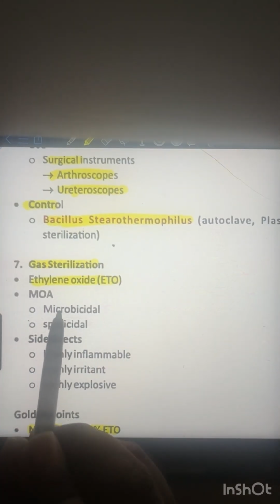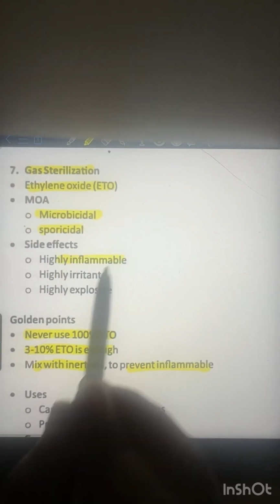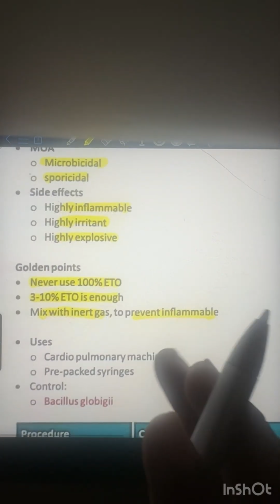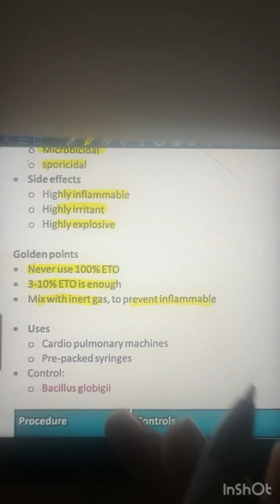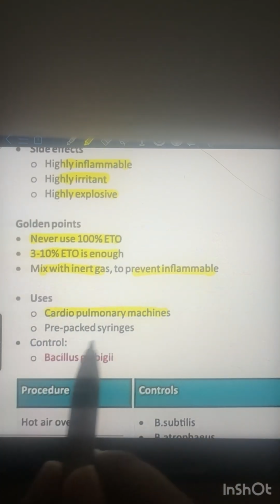That is why I was saying plasma sterilization is better, because plasma sterilization did not have any kind of irritation, toxicity, toxic products, nothing. That is why it was better, and that is why I say that this gas sterilization has a lot of problems. But where are you using gas sterilization? Mainly you are using it for the cardiopulmonary machines. You are using it for the cardiopulmonary machines.